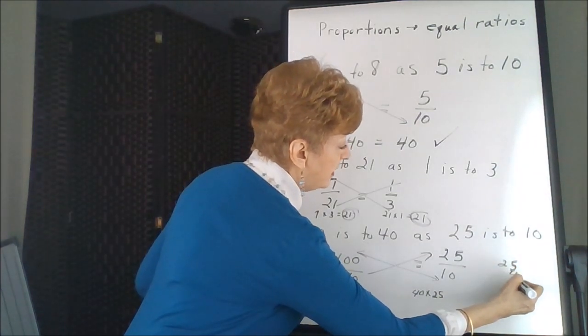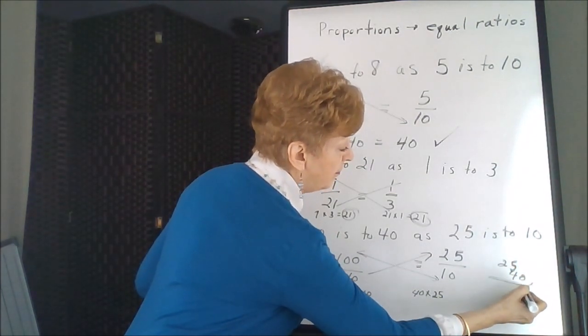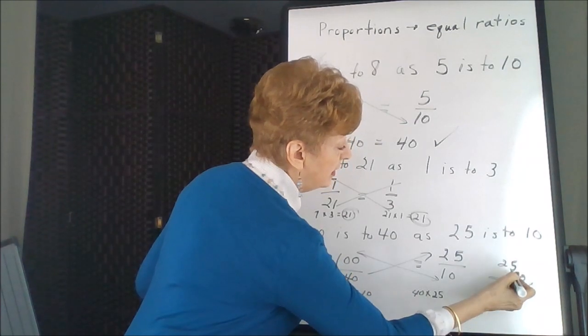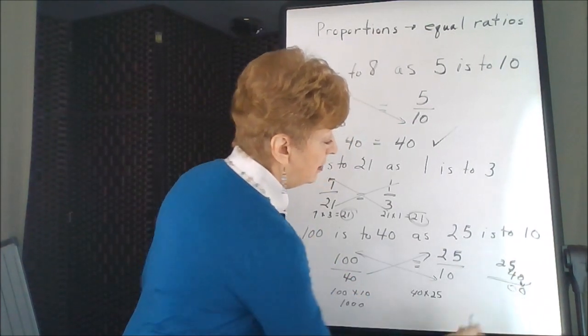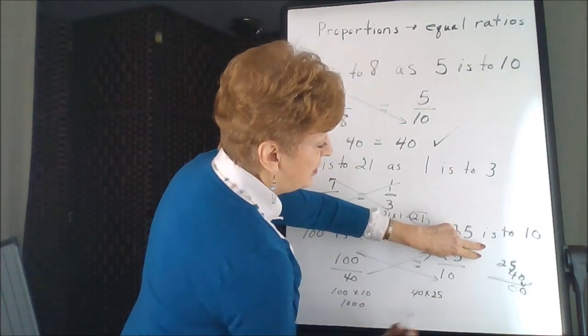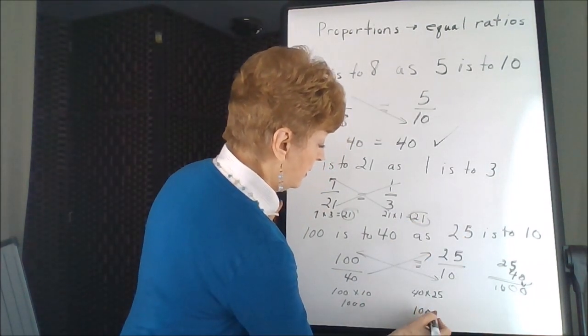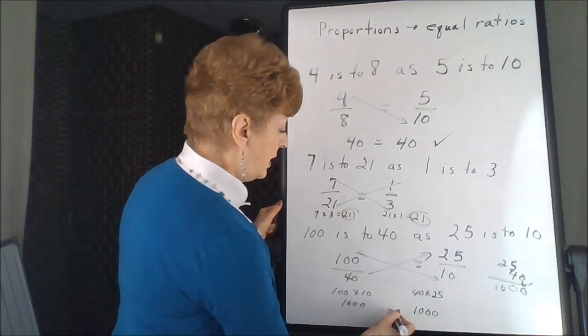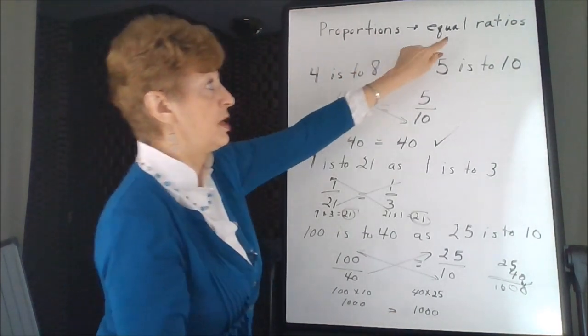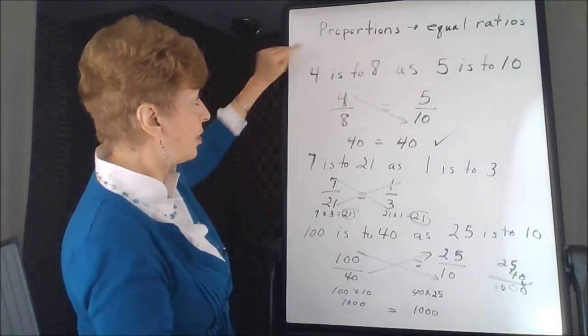Let's go to our side calculation. I'm hanging off my 0, I'm dropping it straight down. 4 times 5 is 20, carrying 2. 4 times 2 is 8, 9, 10. It is 1,000. So those would be equal ratios, which gives us proportions.